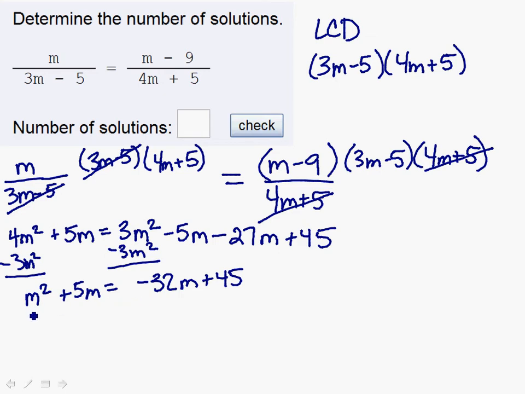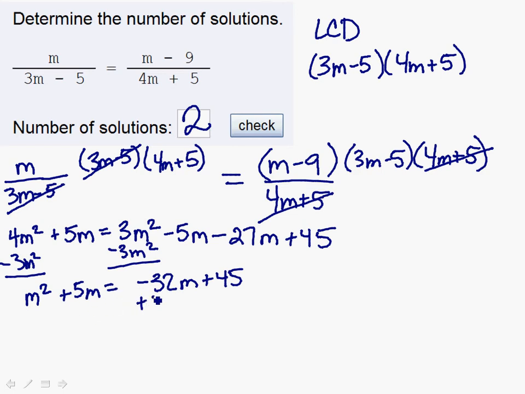At this point I can actually determine the number of solutions, since I noticed that when I combined my m squareds, they're not going to cancel out. So I'm going to have an m squared, or a quadratic polynomial. If it's quadratic, I'm going to end up factoring it into two unique factors, which means I'm going to have a total of two solutions. Let's go ahead and finish this so I can verify that my guess is correct.